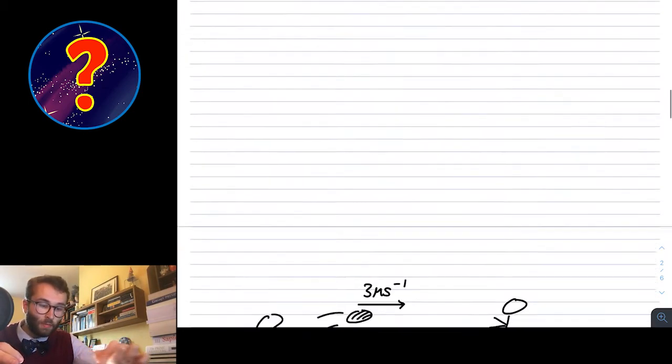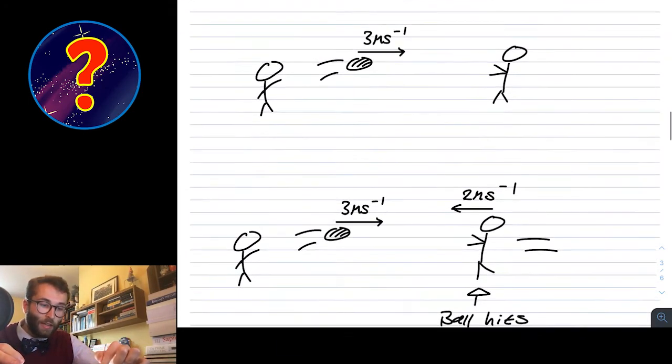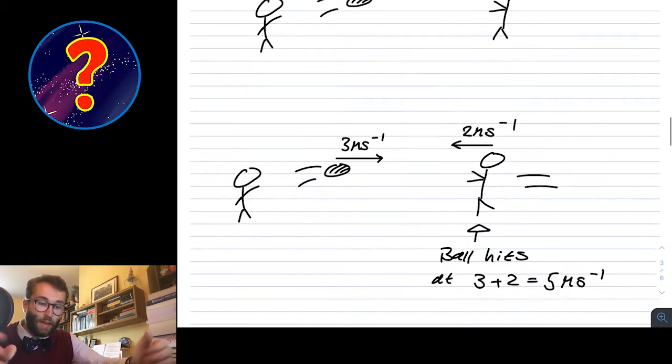Another example, if two men are playing catch, if one man throws a ball to the right with a speed of 3 meters per second, it will hit the other man at the speed of 3 meters per second. But now, if the man on the right is moving to the left, if he's running towards the ball at 2 meters per second, the ball will now hit him at 5 meters per second, which is completely as we would expect. This is not a difficult thing to think about, but it's important to make this point because things will become a little bit less obvious later.